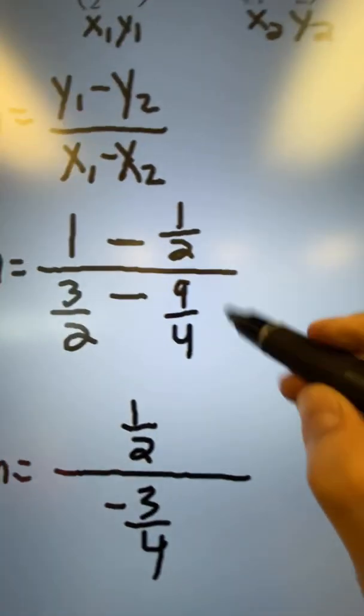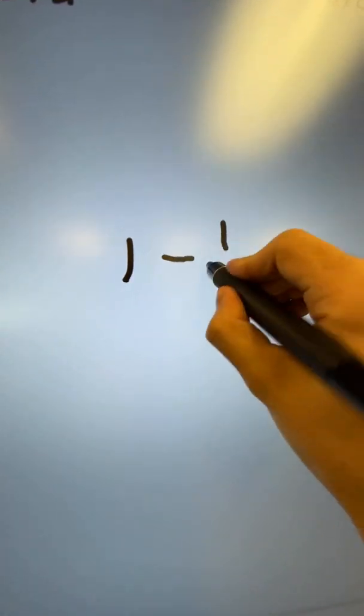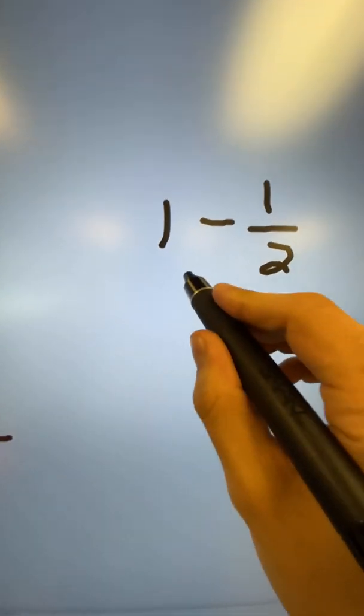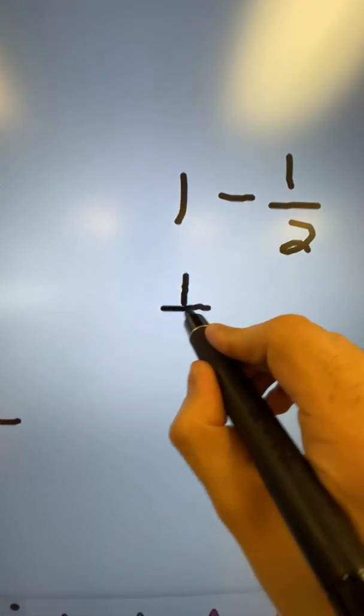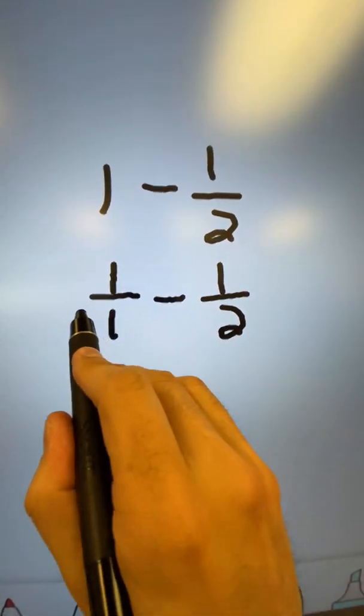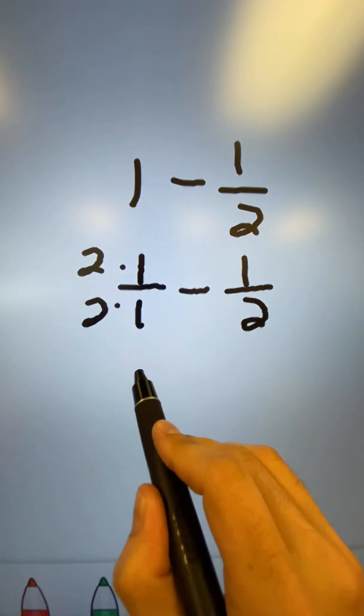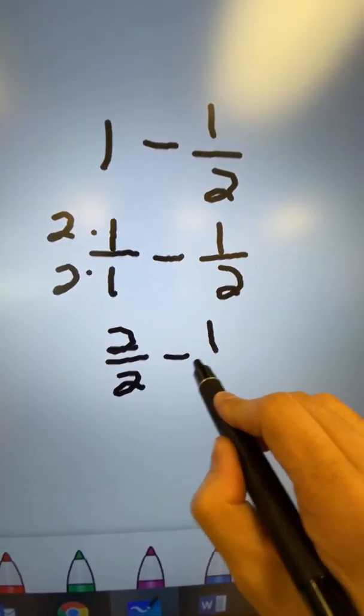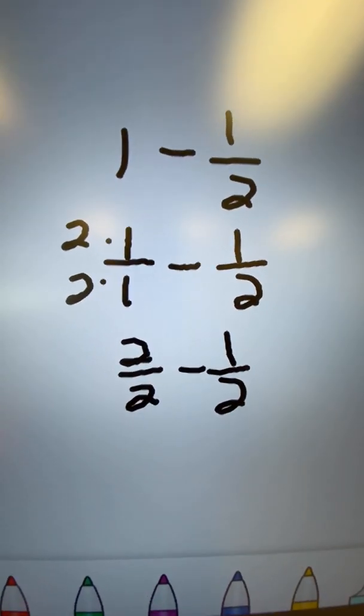And by the way, 1 minus 1/2 is the same idea, just in case you needed that. 1 is the same thing as 1/1, right? 1 divided by 1 is still 1. And for a common denominator here, I'd have to multiply both of these by 2 to get 2/2 minus 1/2, which gives me 1/2, which is what I had before.